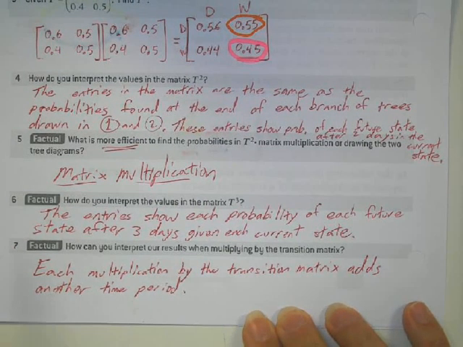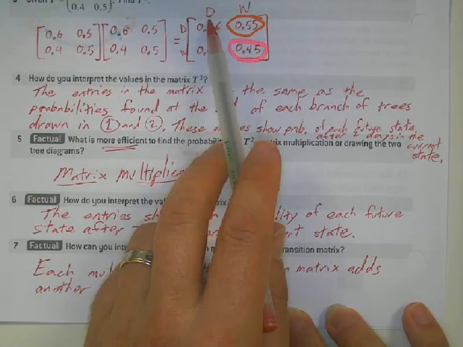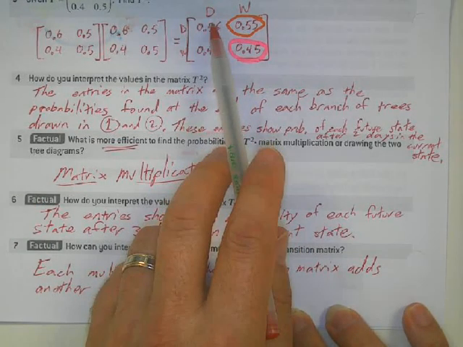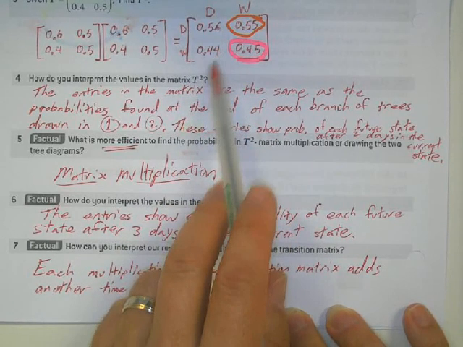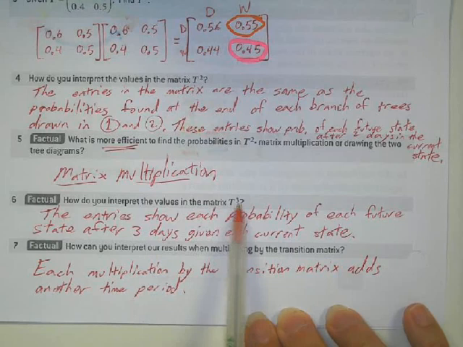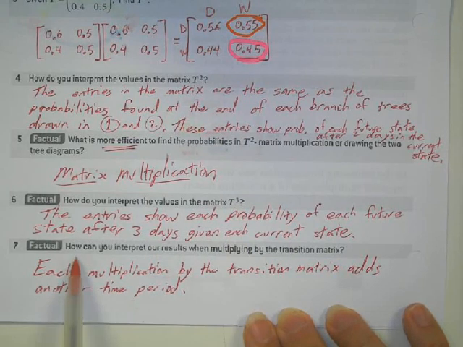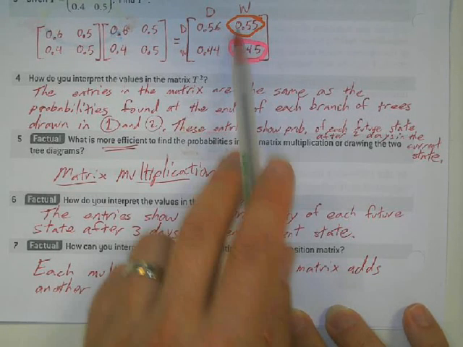I'm going to read it through with you. So how do we interpret the value of the matrix T to the power of 3? Basically this is saying after 3 days, what is the current state? So if we start off dry, the probability that we end up dry is going to be this guy here. If we start off dry and end up wet, that's going to be this value here after 3 days, if we cubed it and that sort of thing.